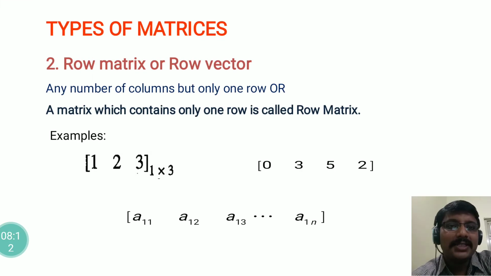Row matrix or row vector. Any number of columns but only one row, or a matrix which contains only one row, is called a row matrix. Example 1, 1 by 3, a matrix having only one row and 3 columns. Second one has one row and 4 columns. Last one has one row and n columns. So these are the examples which contain only one row. If a matrix contains only one row, then it is called a row matrix or row vector.